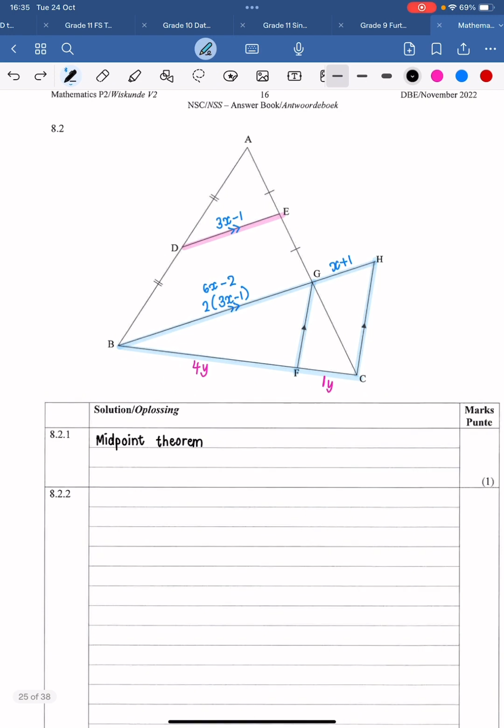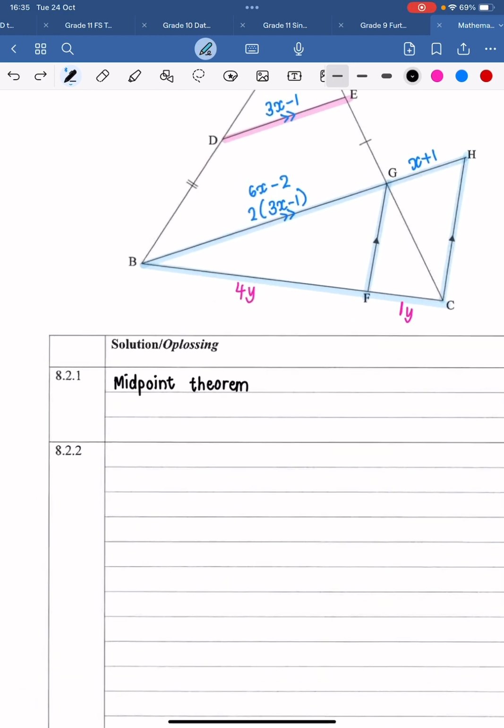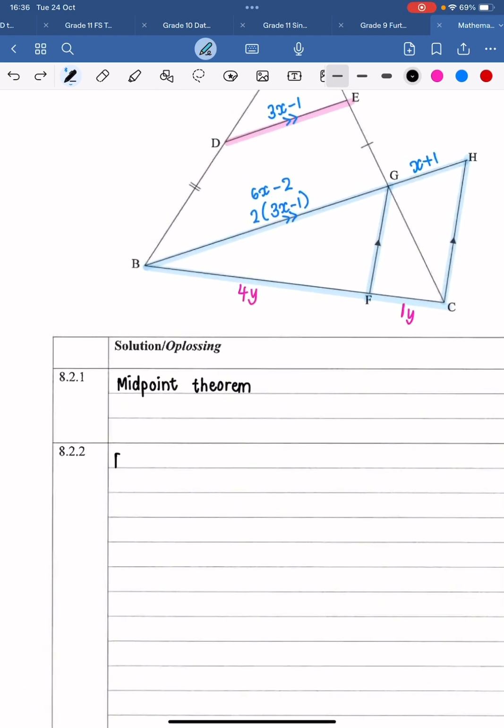Now we're going to say, where did the 6x minus 2 come from? Remember, from midpoint theorem. So first things first, we need to write BG is equal to 6x minus 2, and the reason for that is also midpoint theorem. You are allowed to abbreviate it like this. So BG is 6x minus 2. That is because of midpoint theorem.